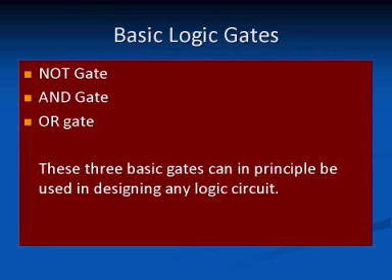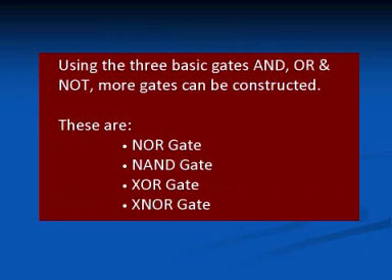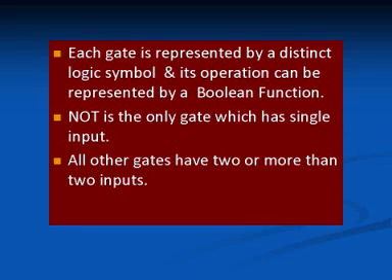Among the various gates, there are three basic gates, which, in principle, can be used for designing any logic circuit. These are NOT gate, AND gate, and OR gate. Using the three basic gates AND, OR, and NOT, more gates can be constructed. These are NOR gate, NAND gate, XOR gate, and XNOR gate. Each gate is represented by a distinct logic symbol and its operation can be represented by a Boolean function. Among all the gates, NOT is the only gate which has single input. All the other gates have two or more than two inputs.